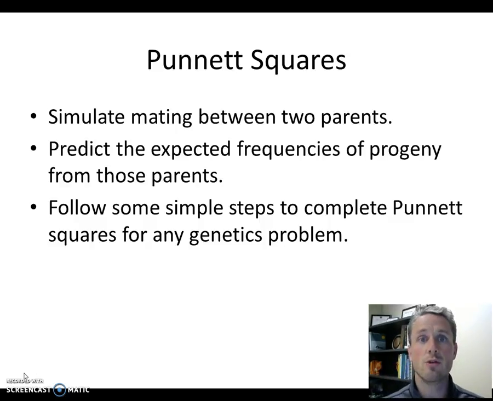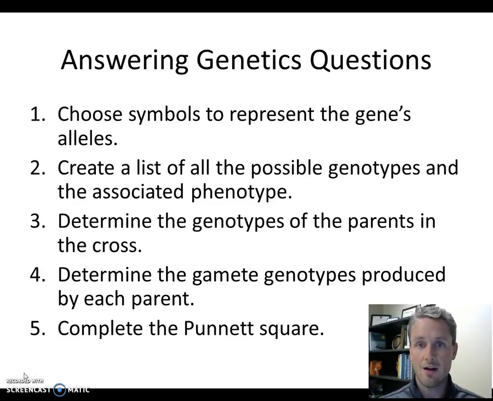So what steps do I suggest you use? I'm going to suggest that you use 5 steps, and they are these. Anytime you are going to answer a genetics question, let's follow these 5 steps. And when we look at our example problem, we'll look at each of these steps one by one. So to start, we're going to choose some symbols to represent the gene's alleles. Once we know the symbols, we'll create a list of all the possible genotypes using those symbols. And then next to each genotype, we'll write down what phenotype that organism would have.